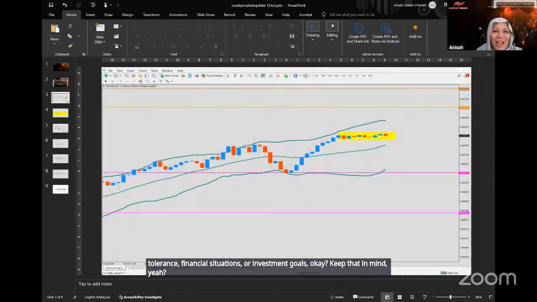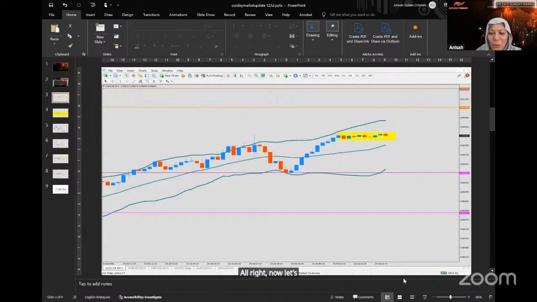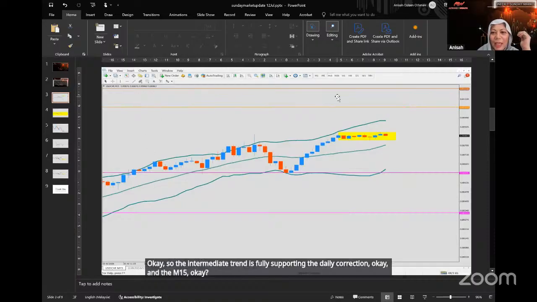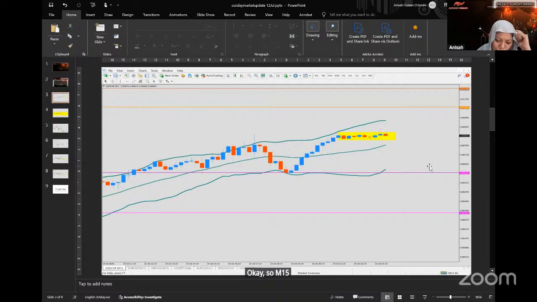All right. Now let's begin our view with dollar Swiss. As you can see, the major primary trend is up. The intermediate trend is fully supporting the daily correction. And the M15, you're looking at the M15 chart, is an uptrend as well.